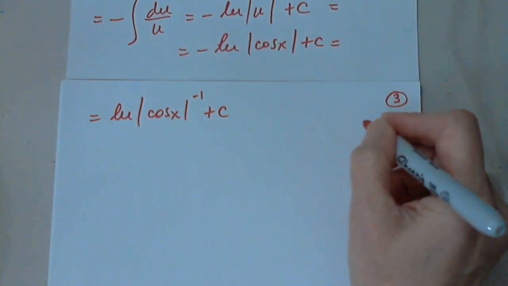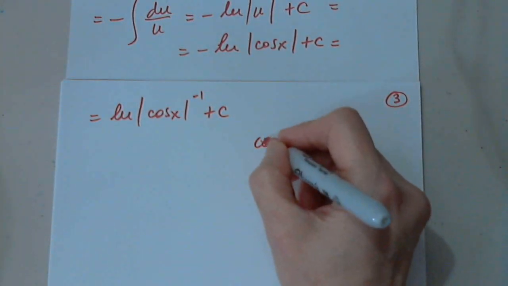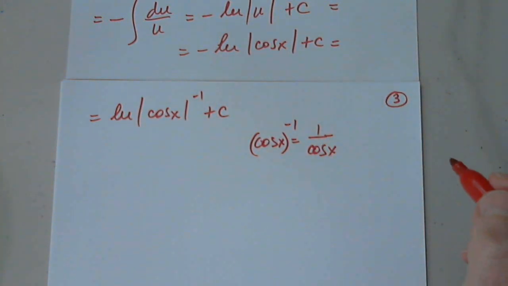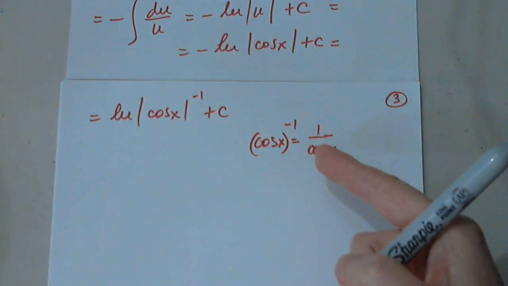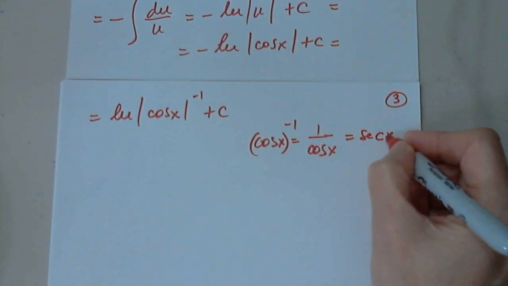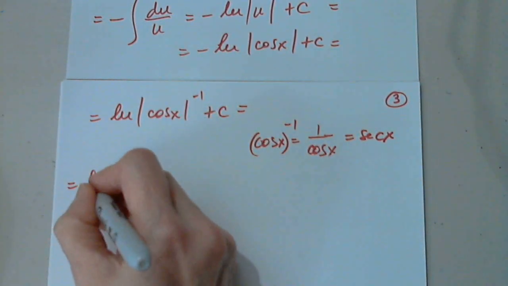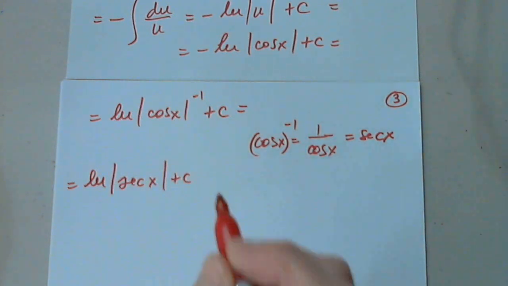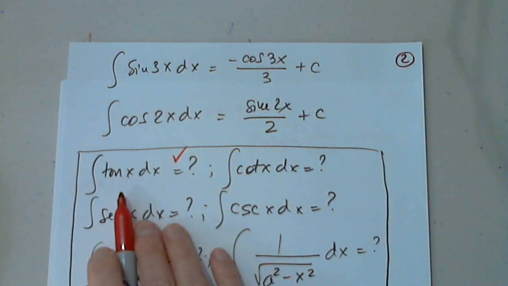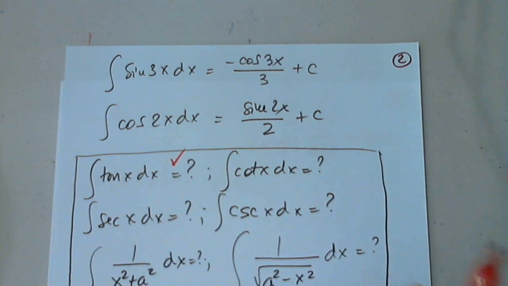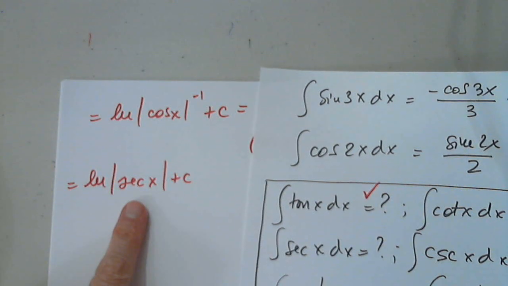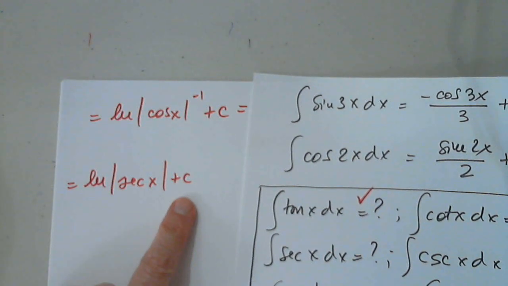But we know, as a side note, that cosine to the power -1 is 1 over cosine x. This is not the inverse function, careful, but 1 over cosine x is the same as secant x. So then I continue, natural log of the absolute value of secant x plus a constant c. So now we know what this equals. And from now on, you either use the table or have it handy, but now you know that the integral of tangent x dx is natural log of the absolute value of secant x plus a constant c.